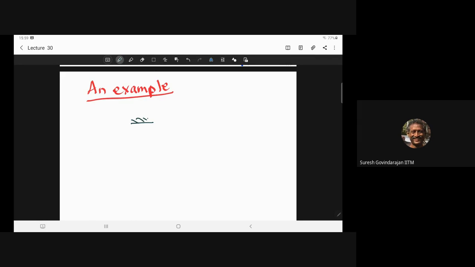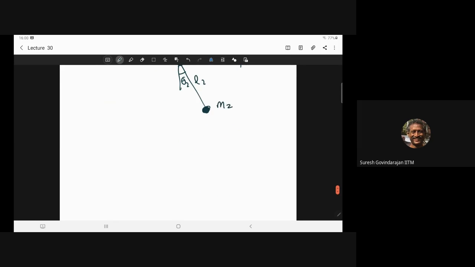So we have a double pendulum, two masses, M1, M2, L1, L2, theta 1. It's just a double pendulum. And we probably worked out the Lagrangian at some point. We did the Lagrangian for this, right? So let me just write the Lagrangian.